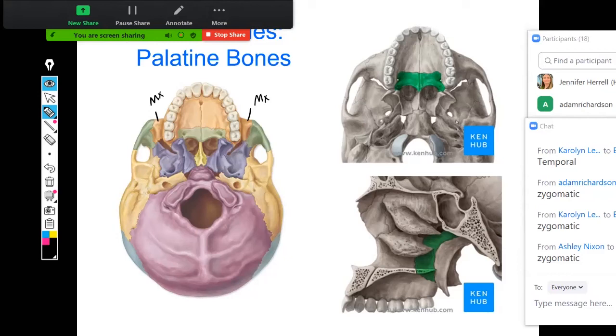Now if we look inside the roof of the mouth, this part that's right behind the teeth, that's part of the maxilla too, but it makes up part of the palate. So we call it the palatine process. We call it a process because technically it's part of the maxilla. So it's just a feature of it. So that's the palatine process.